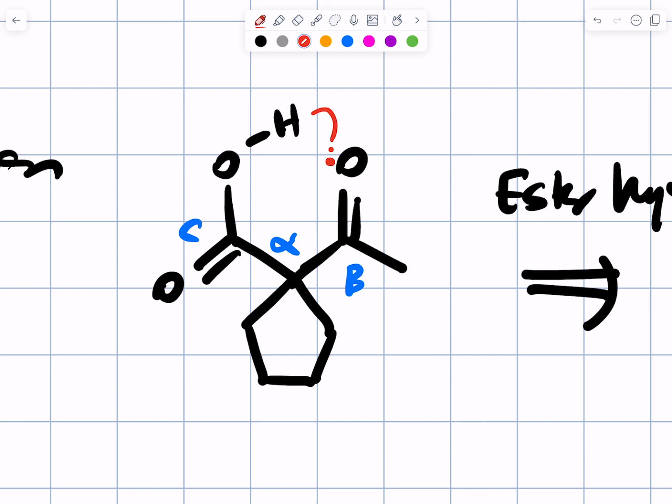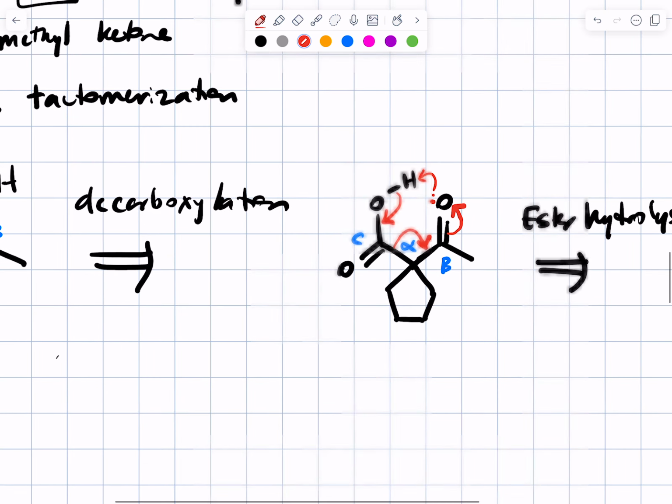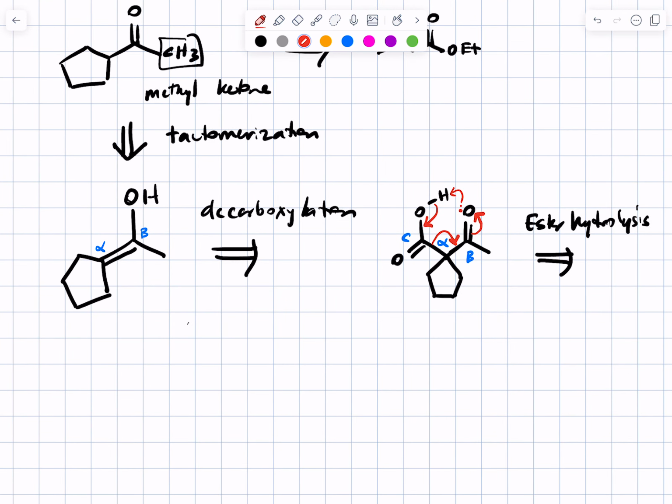Lone pairs on the oxygen remove this proton. These electrons kick down. These come over to form a pi bond between alpha and beta carbons, and then the carbon-oxygen pi bond breaks and moves out onto the oxygen. That gives you CO2 and then the enol. So there are 2 products to decarboxylation. You've got CO2 and the enol.